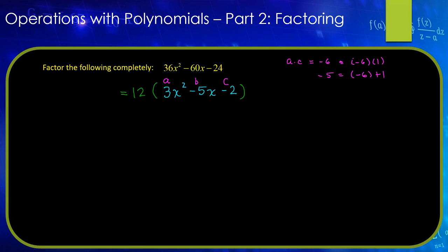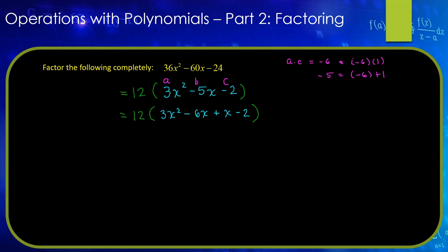So, looking at A being 3, B being negative 5, and C being negative 2, AC is negative 6. So I want two numbers that multiply to give me negative 6, but when I add them together, give me negative 5. Negative 6 and positive 1 are the set of numbers that would make both of those happen.